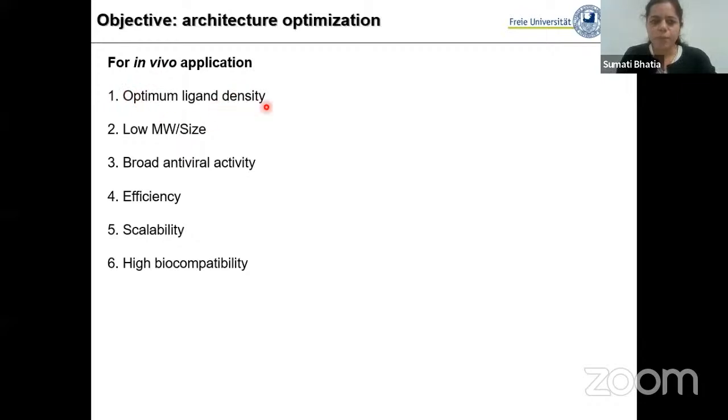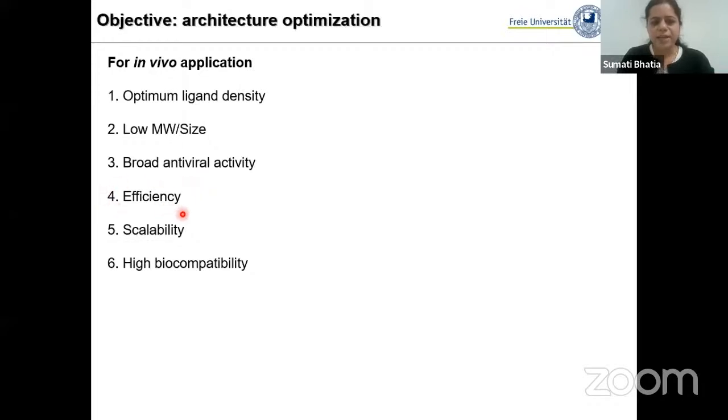So we wanted to have an optimized ligand density. We wanted to have optimum sialic acid, which is just enough to bind strongly with the virus. We wanted to stay in the low molecular weight, which is 40 to 60 kDa, or size up to 12 nanometer for the kidney clearance. We wanted to develop a candidate which is broadly active. Influenza has so many strains, H1N1, H3N2, H1N7. So there are so many different strains of influenza, and that candidate should be active against most of the strains. Then only it is useful.